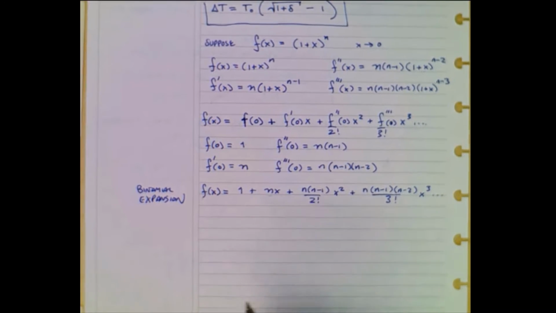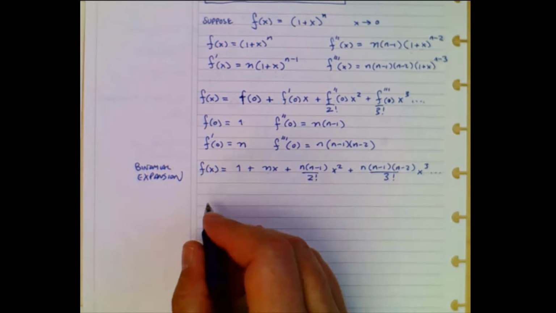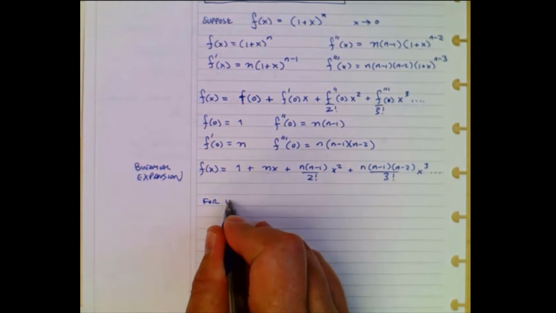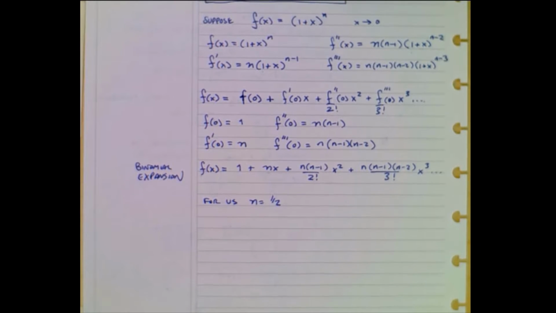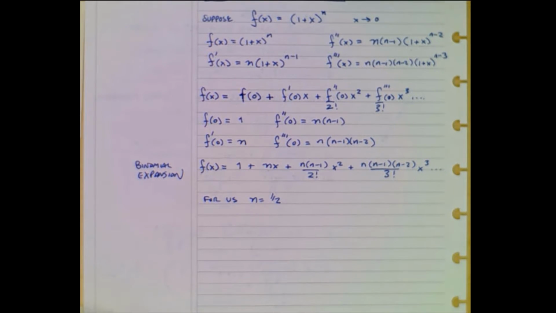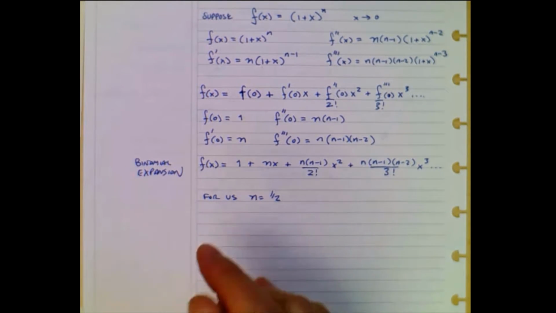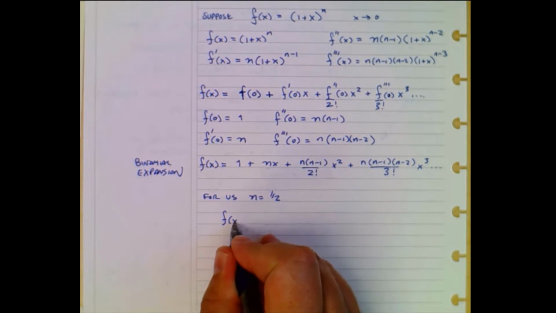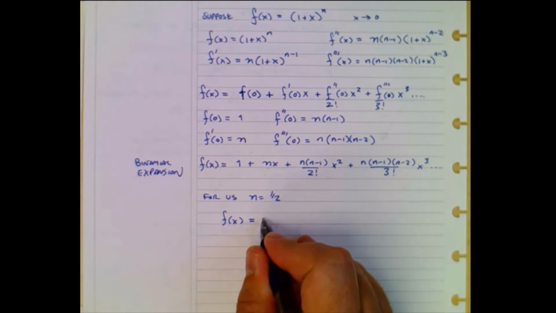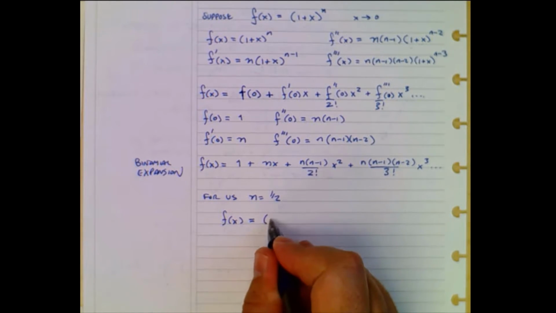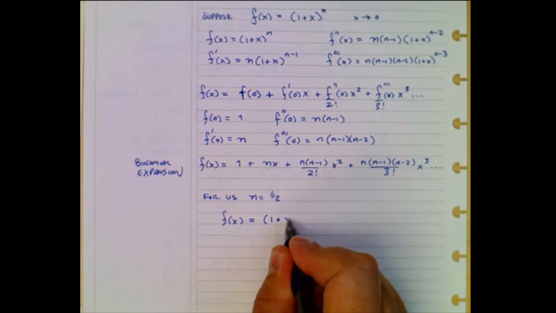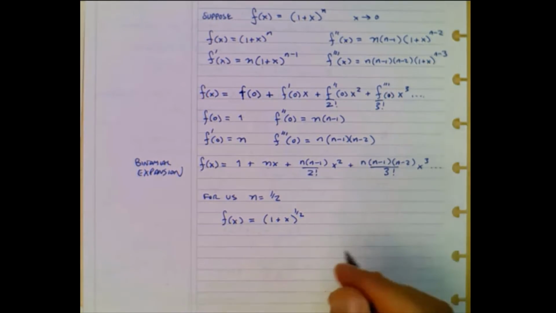Okay? Now, for our example, what do we have? For us, n equals 1/2. Well, you know what? It actually turns out that this works no matter what n we use. N doesn't have to be an integer. So let us then see what f of x looks like, which will be for us 1 plus x to the 1/2.